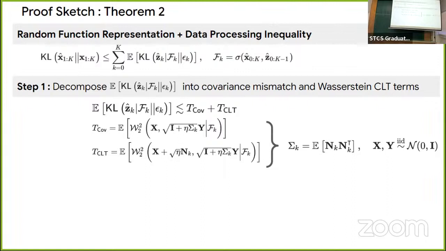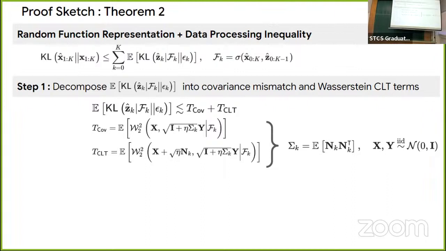Okay, so let's show this entropic CLT. We can show that using some kind of a reverse T2 inequality for Gaussians. We can do Gaussian splitting and come up with this formula where we decompose this KL divergence between z hat k given F_k and epsilon k as T_cov plus T_CLT, where T_cov is because of the covariance mismatch. That is what we actually drove this with respect to identity covariance versus this slightly higher covariance, which was because of the stochastic gradient noise, but exactly Gaussian. So what would be the difference?